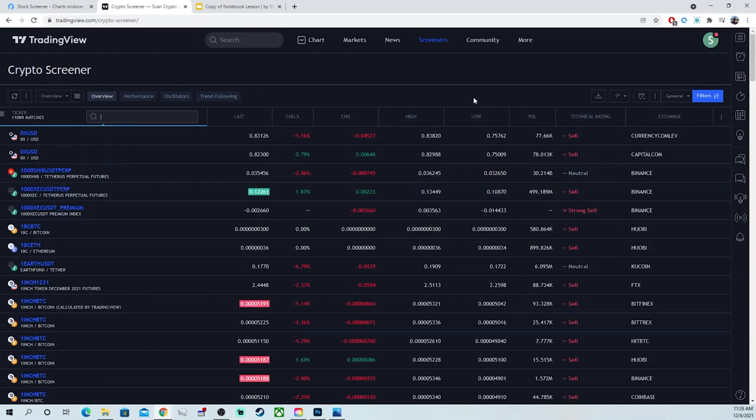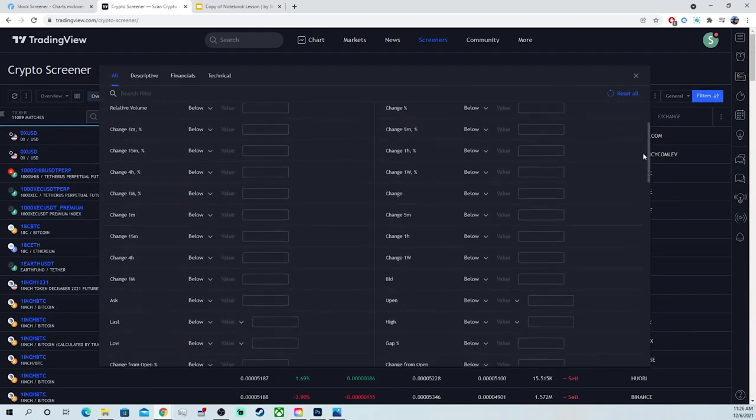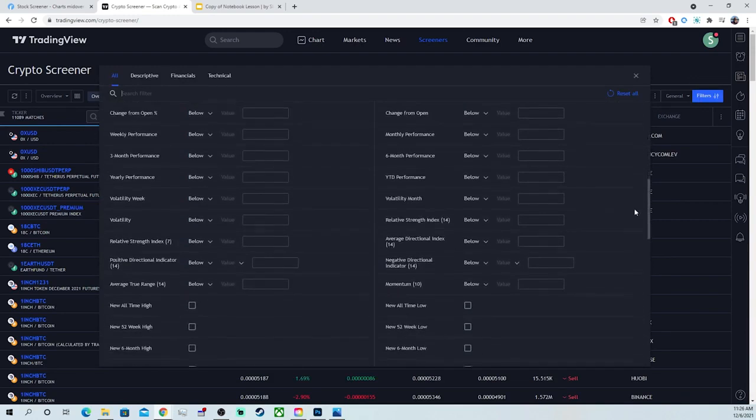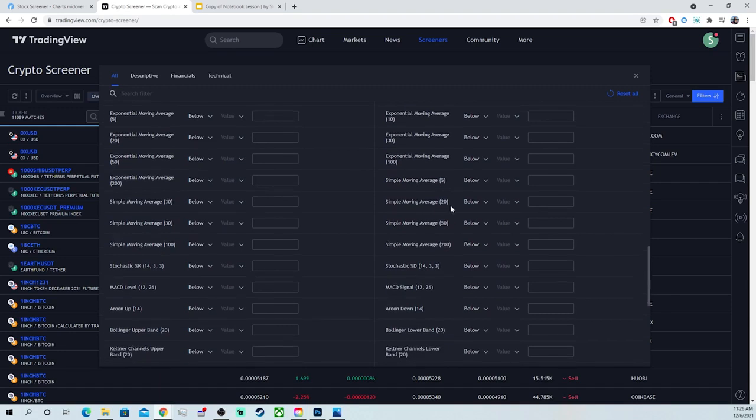In order to filter out for golden crosses, what you're going to be doing is going over here to filters, tapping on that once, and then scrolling down and finding the filter that you want best, which is going to be a golden cross. Move down here. You can see the simple moving average, the 20, the 50, and the 200. There's also some other ones over here, the 10, the 30, and 100 if you guys wanted to use that.